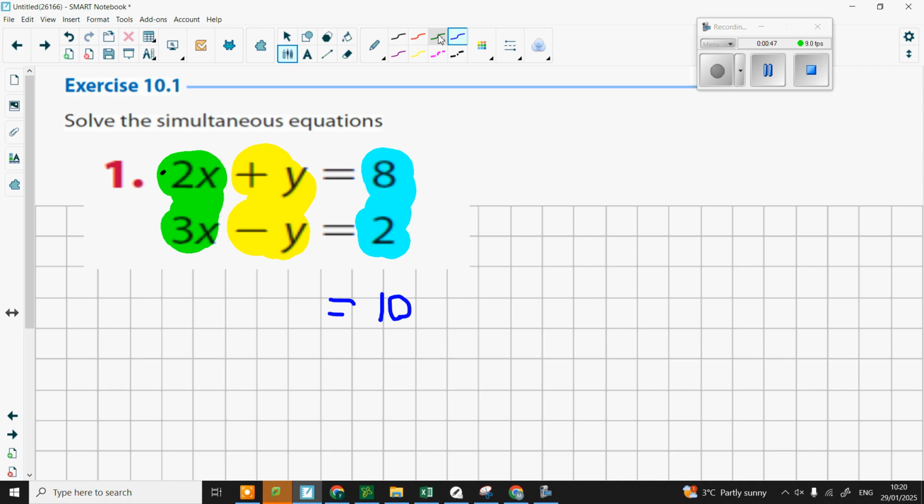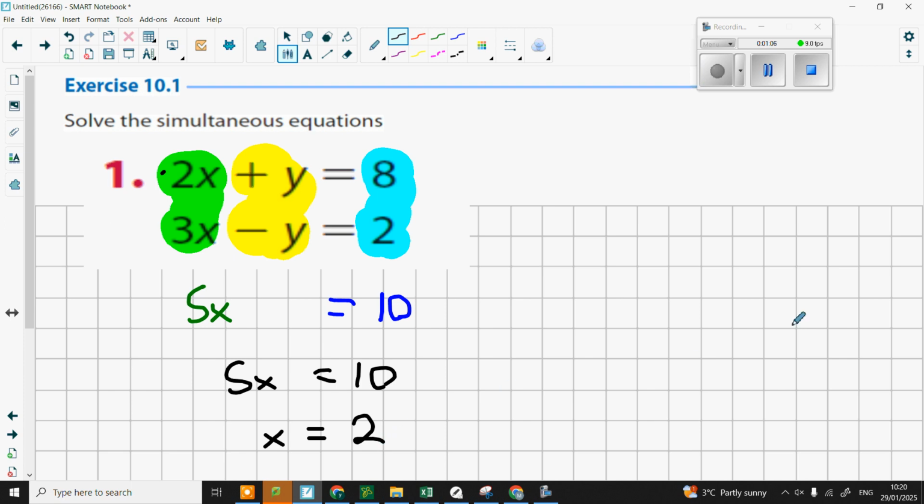2x plus 3x, plus and minus y. Gone, aren't they? Now we're left with 5x equals 10. Anybody know how to finish that off? Yeah, x equals 10 over 5 or x equals 2. You happy enough with that?